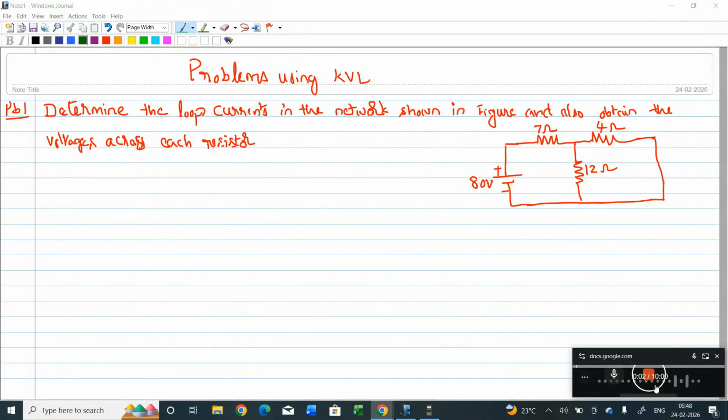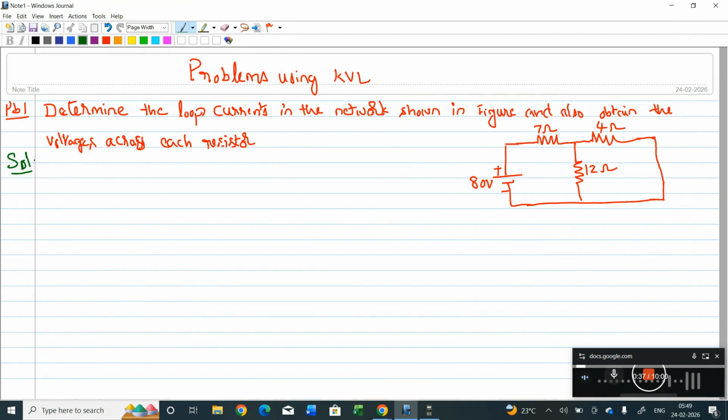Dear students, in this lecture, we will see how to solve problems using KVL, that is, by implementing mesh analysis, how to solve the network problems. The problem is defined here as: determine the loop currents in the network shown in the figure and also obtain the voltage across each resistor. So, this is the network that they had given. Now, we need to solve for loop currents. After obtaining the loop currents, we need to find out the voltage across each resistor. Let's see how to do it.